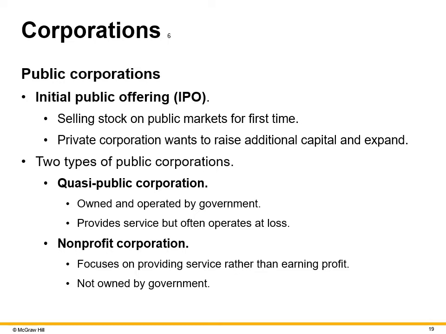Quasi-public corporations are corporations owned and operated by federal, state, or local governments. These provide a service to the citizens rather than earn profits, and examples include NASA and the United States Postal Service. Nonprofit corporations focus on providing services rather than earning a profit, but are not owned by government entities.